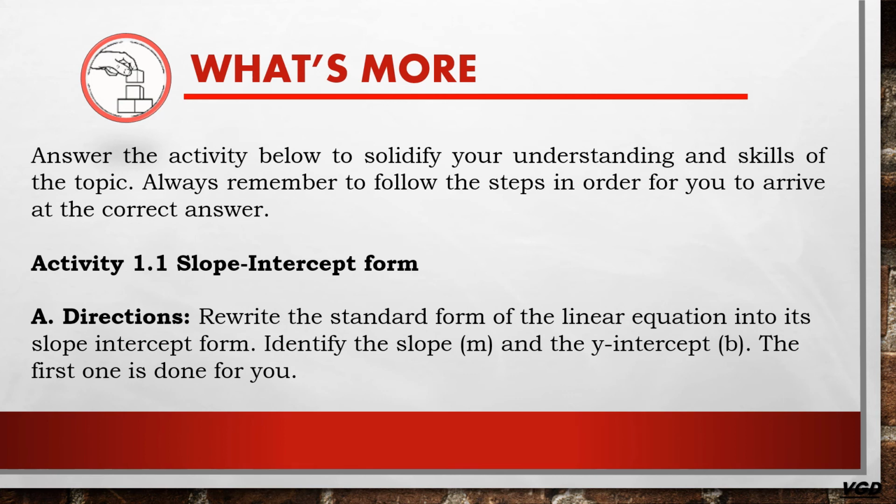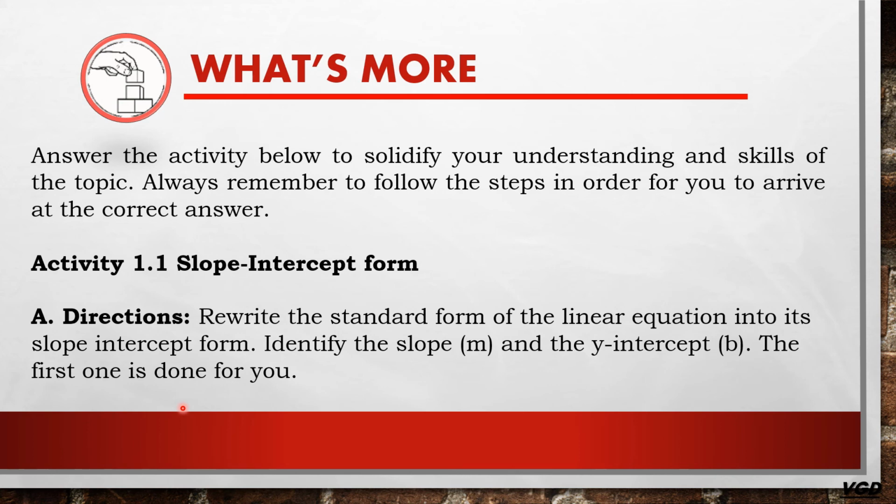So, please answer this activity. What's more? Answer the activity below to solidify your understanding and skills of the topic. Always remember to follow the steps in order for you to arrive at the correct answer. Activity 1.1, slope-intercept form. A. Directions. Rewrite the standard form of the linear equation into its slope-intercept form. Identify the slope and the y-intercept. The first one is done for you.